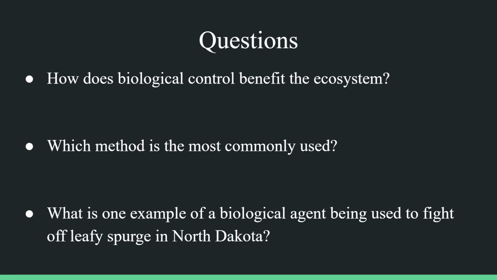The most commonly used method in biological control is importation, which is also called classic biological control. Lastly, what is one example of a biological agent being used to fight off leafy spurge in North Dakota? There were two main ones that I mentioned, and they were the spurge hawk moth caterpillar and the leafy spurge beetles.